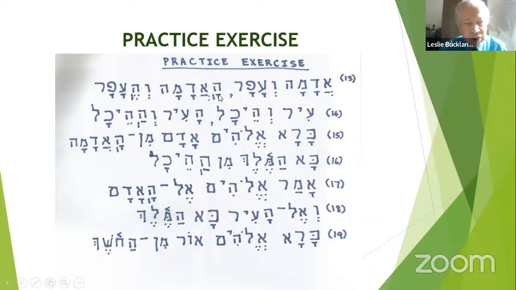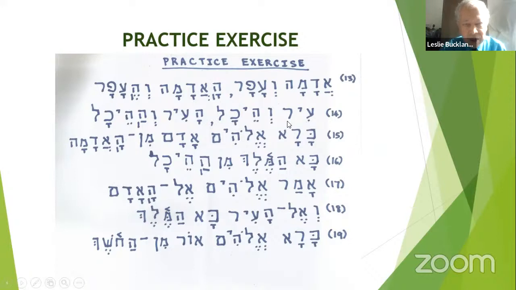So the translation of ha athama we he afar is the ground and the dust. This was just ground and dust, but with the definite article, we have the ground and the dust. Number 14, we have ir, we, hekal.